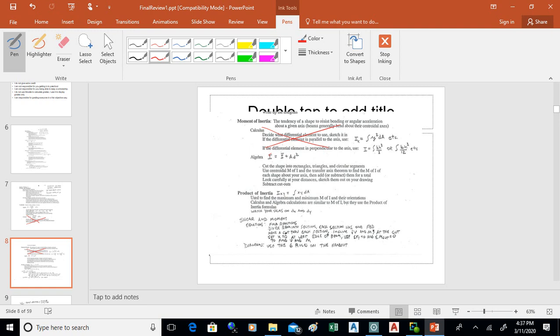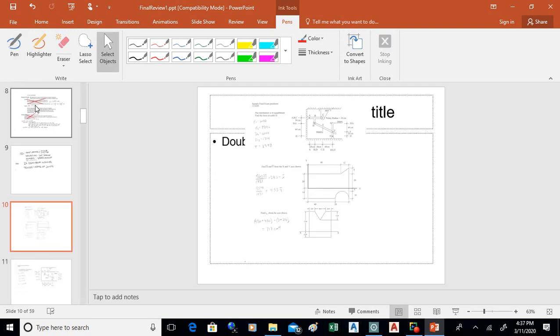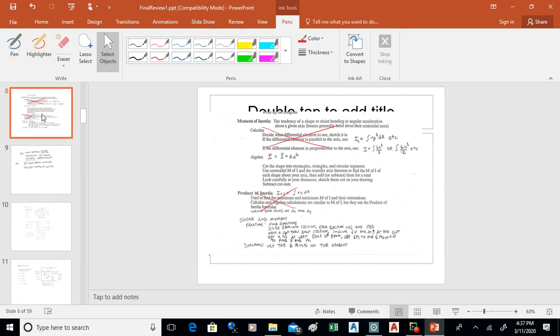Product of inertia, we did not get to. We kind of ran out of time this year, unfortunately. Okay, we were also supposed to do shear and moment, but we didn't do too well on that either. We didn't get to it. So that shear and moment will be gone also, okay?